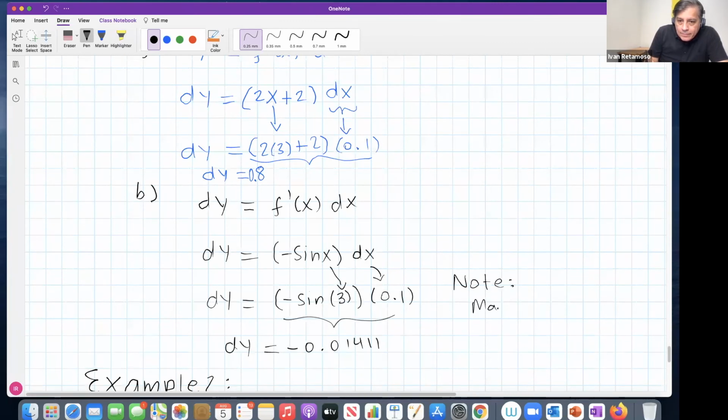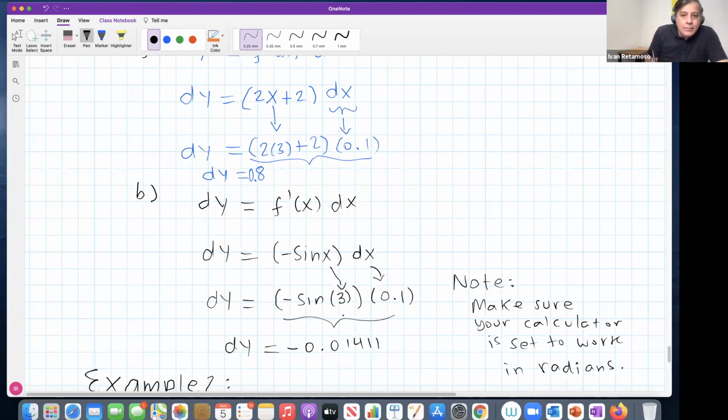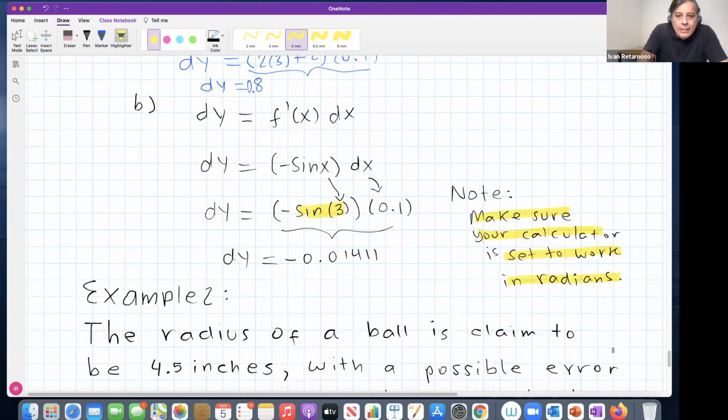I'm gonna write a useful note here. Make sure your calculator is set to work in radians. If you are not using our decimal scientific calculator, you're using another calculator, just make sure that you are working in radians for this computation. All right. Yeah, guys, be careful there. Otherwise, it's gonna give you some other value.